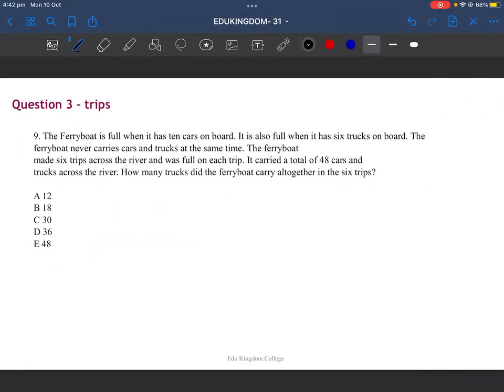The ferry boat is full when it has 10 cars on board. It is also full when it has 6 trucks on board. The ferry boat never carries trucks and cars at the same time. The ferry boat made 6 trips across the river and was full on each trip. It carried a total of 48 cars and trucks across the river. How many trucks did the ferry boat carry all together in the 6 trips?